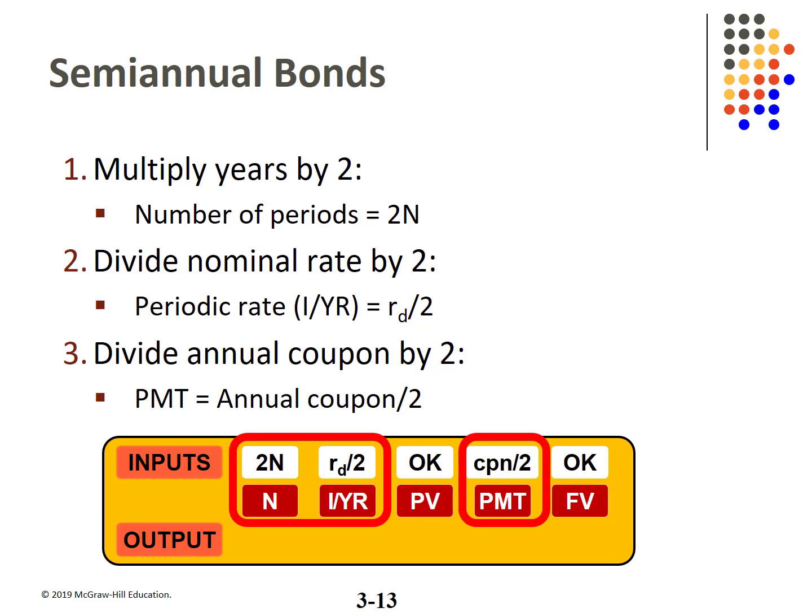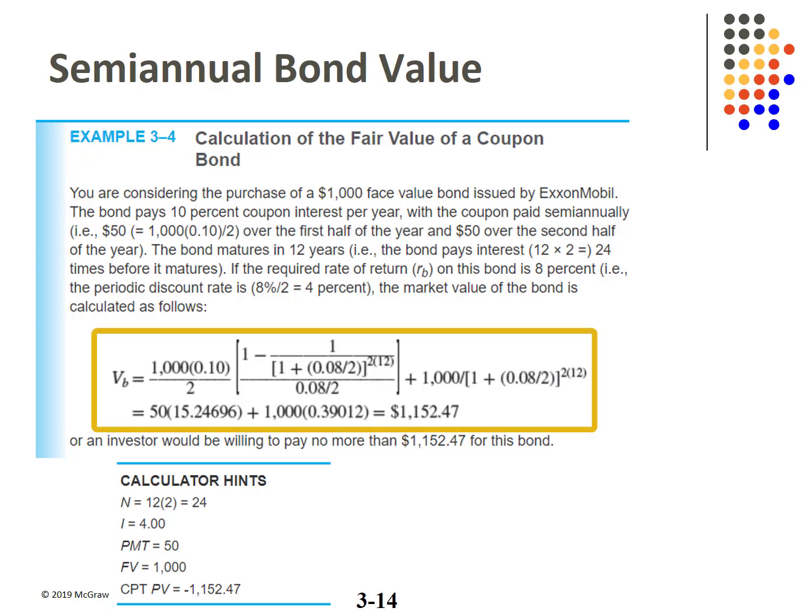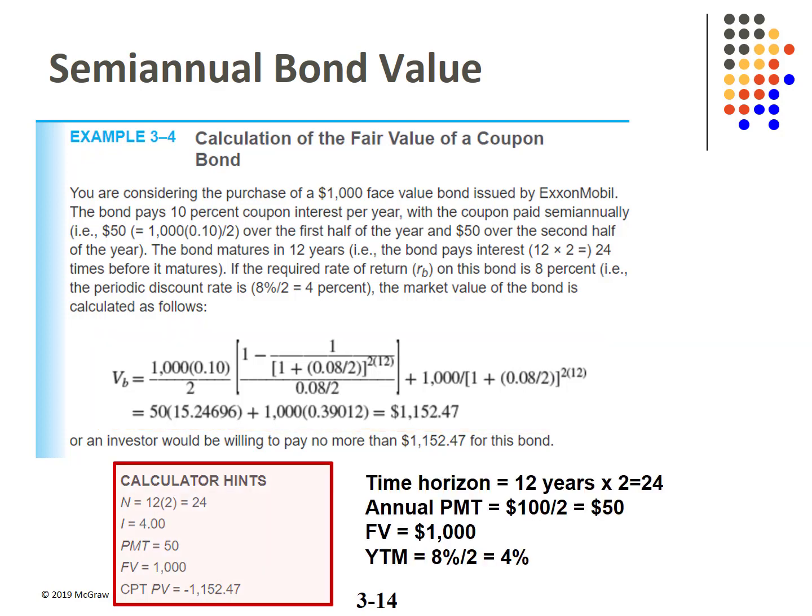And there it is. Example 3.4. You're considering a $1,000 face value ExxonMobil bond. Coupon rate's 10%, paid semi-annually or $50 every 6 months. The bond matures in 12 years and the required return, yield to maturity, is 8%. You can see the formula solution, but more likely you'll use your calculator. Pay attention to the adjustments made. N is equal to 12 years times 2, 24 6-month periods. IY is 8% divided by 2, 4%. The payment is $100 a year divided by 2, $50 every 6 months.